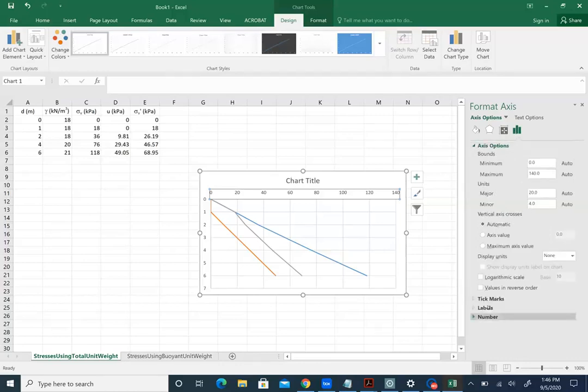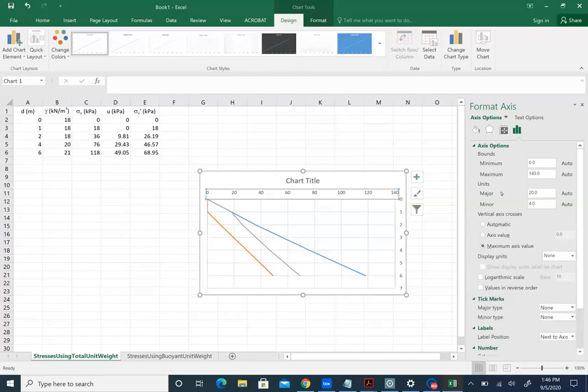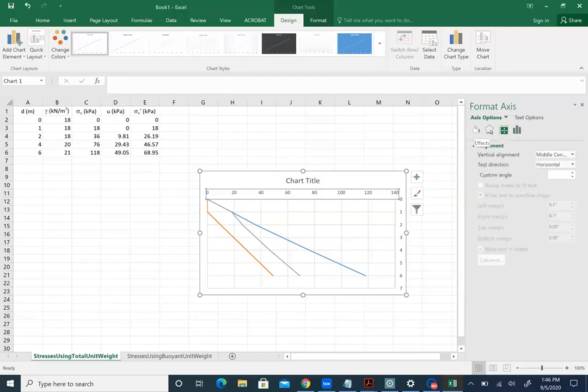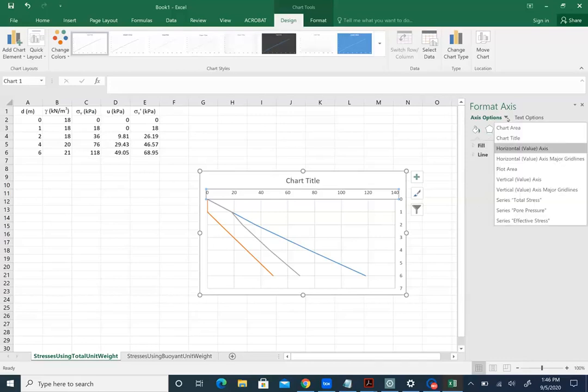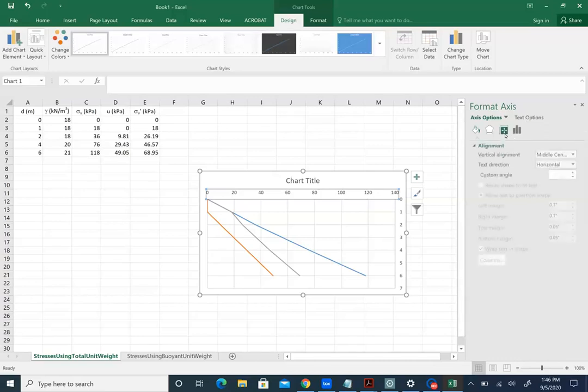Axis option, here we go, labels. Number, tick marks, line fill. Well, this is frustrating. Horizontal value. How do you, I'm struggling to find where to enter the name of this axis.